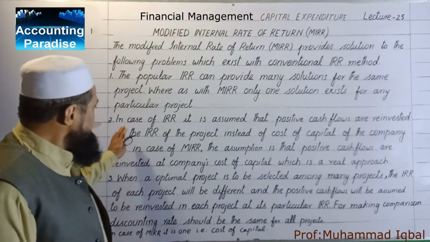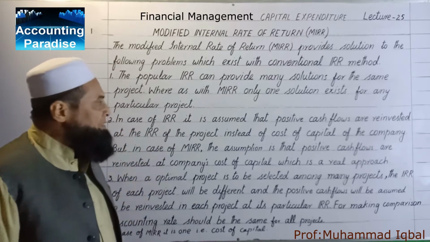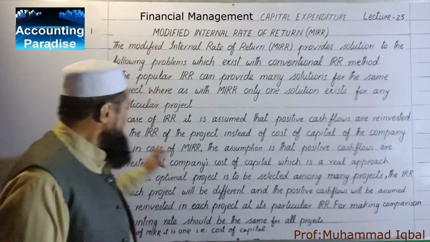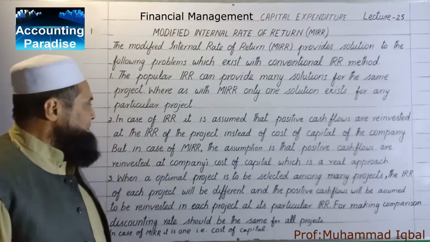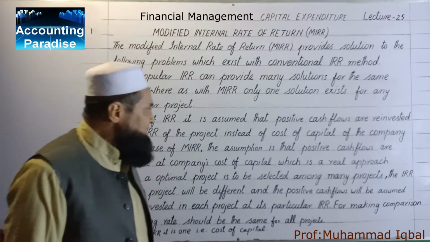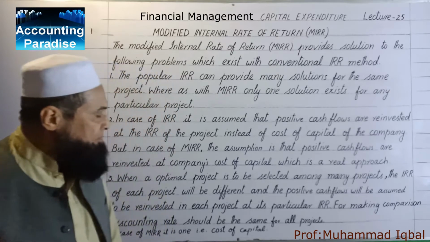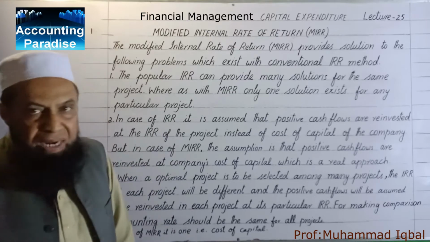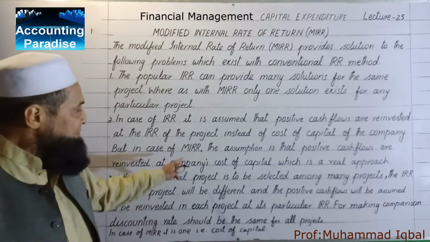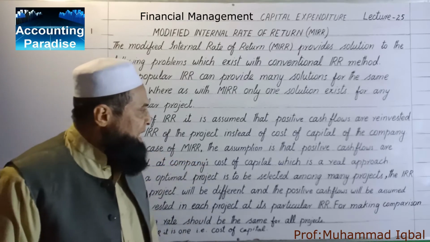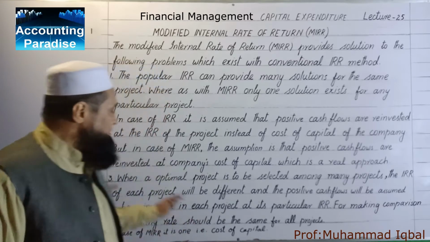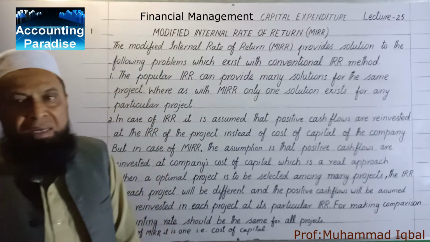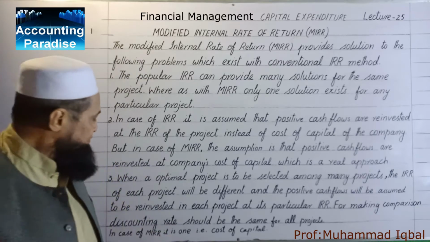Second problem is, in case of IRR, it is assumed that positive cash flows will be reinvested at the IRR of the project instead of the cost of capital of the company. But in case of modified internal rate of return, the assumption is that positive cash flows are reinvested at the company's cost of capital, which is the realistic approach.